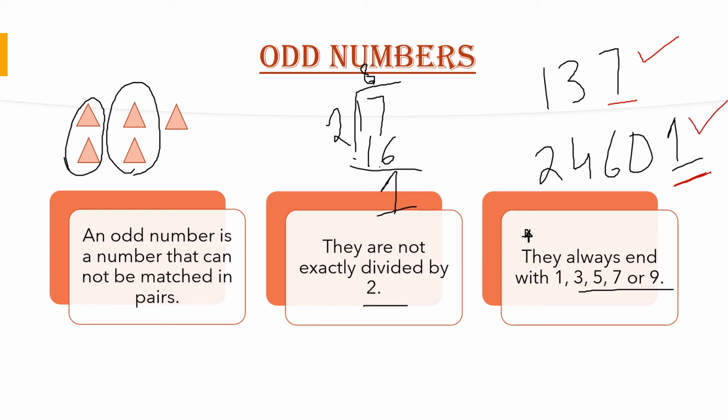So whenever you have to see whether a number is even or odd, just look at its last digit. If the last digit is 0, 2, 4, 6 or 8, then that is an even number. But if the last digit is 1, 3, 5, 7 or 9, then it is an odd number. Now let's do some examples.